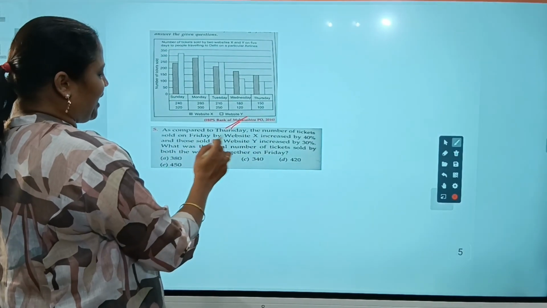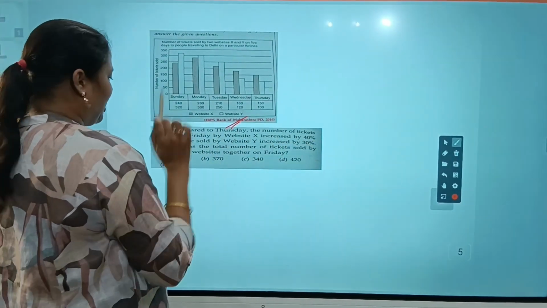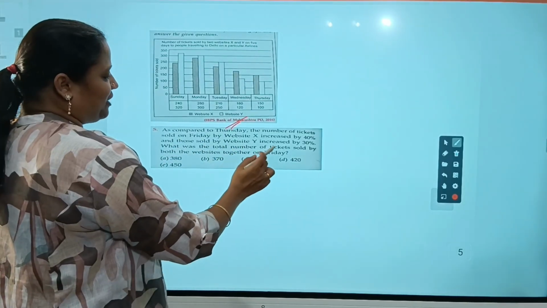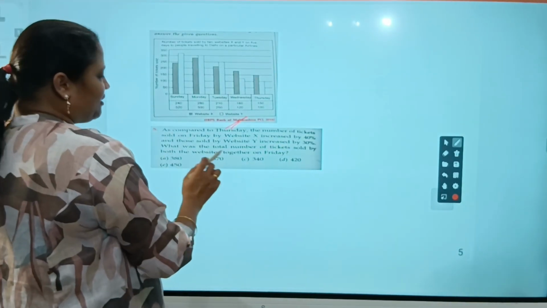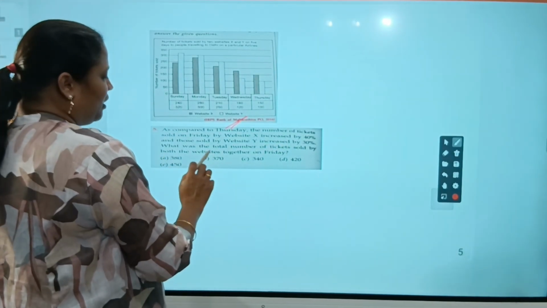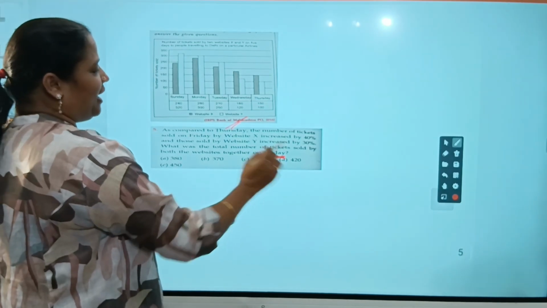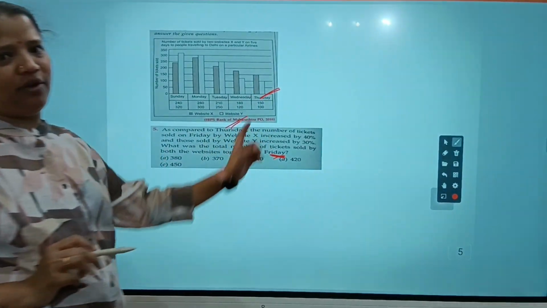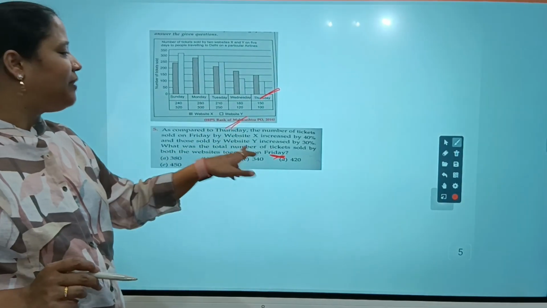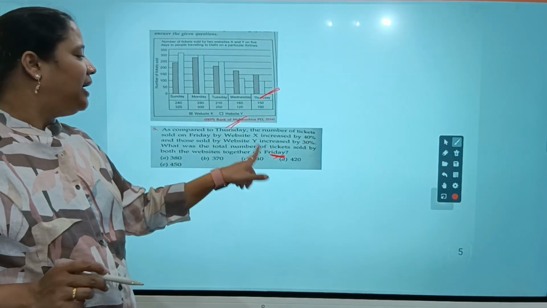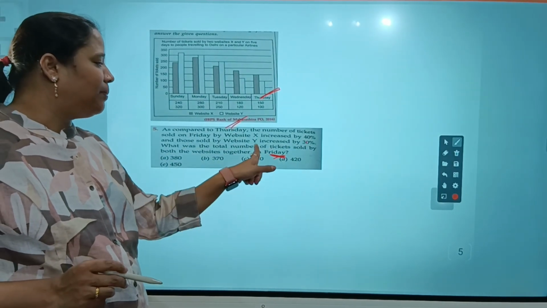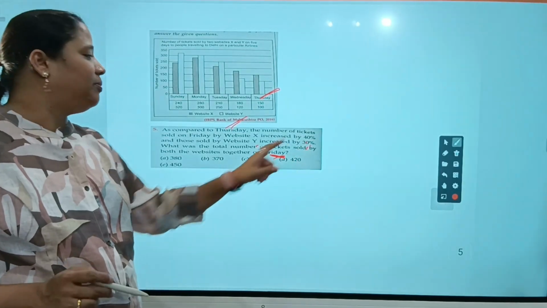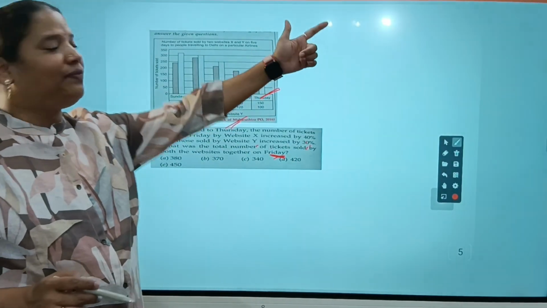Now the final, fifth question of this graph is: as compared to Thursday, the number of tickets sold on Friday by website X increased by 40% and those sold by website Y increased by 30%. What was the total number of tickets sold by both websites together on Friday? In this graph, only information till Thursday is given. Friday is not there. So for Friday they have given one clue: X tickets increased by 40%, Y tickets increased by 30%. That we have to add and find out.